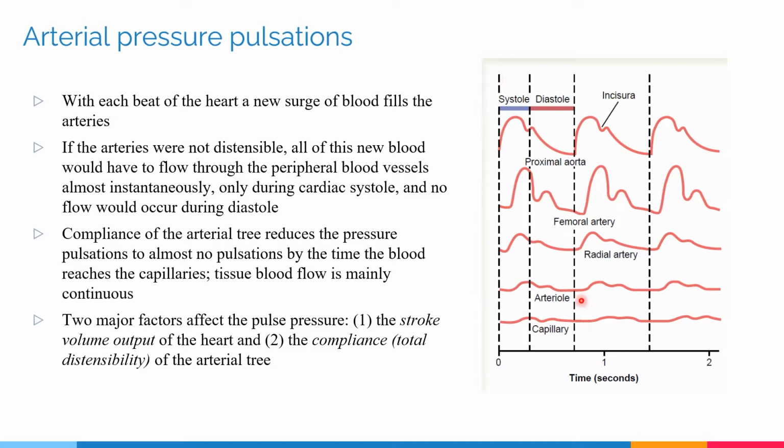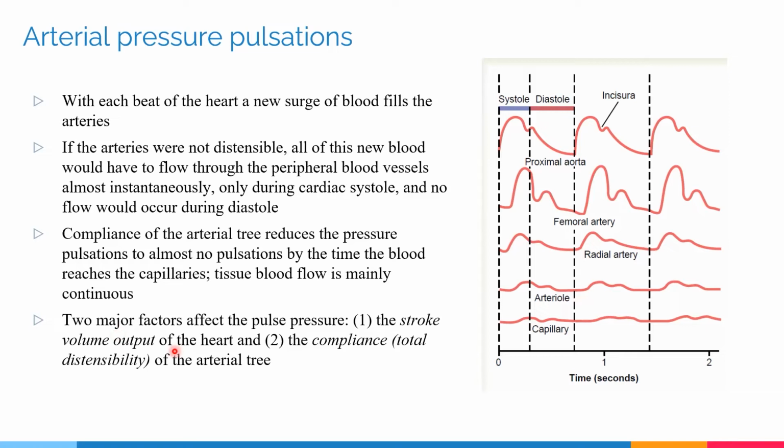And thus, the pulsatile nature of blood flow that is seen in the proximal aorta is not reflected in the capillaries themselves. As capillaries are the point at which all the exchange of nutrients occurs, the tissue blood flow through the capillaries is not affected at all. Thus, the microcirculation, the essential part where the nutrients get exchanged, is not affected by the pulsatile nature of the heart pumping, due to the distensible nature of the arteries.